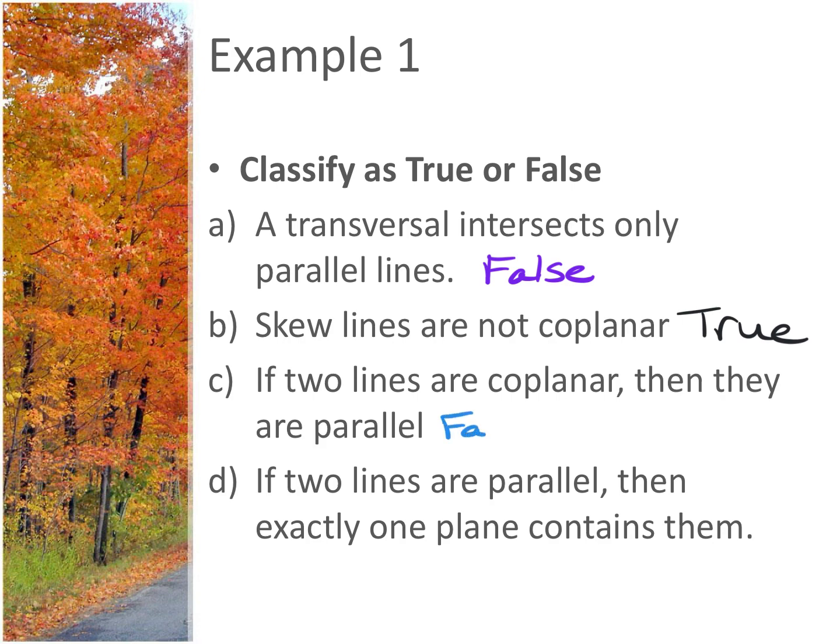False, good. They could be in the same plane, but they could be intersecting lines. So I could draw a plane here, and then I can have two lines that intersect. They don't have to be parallel when they're in the same plane.